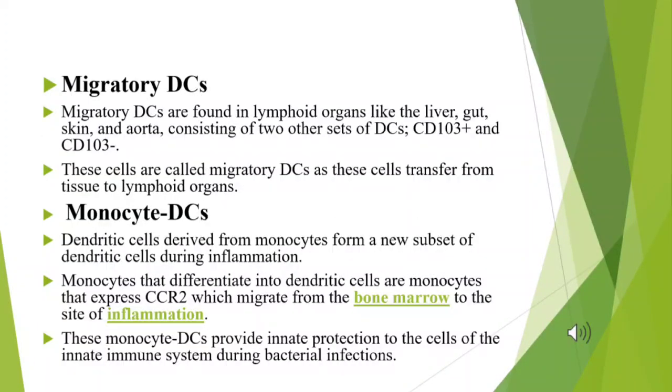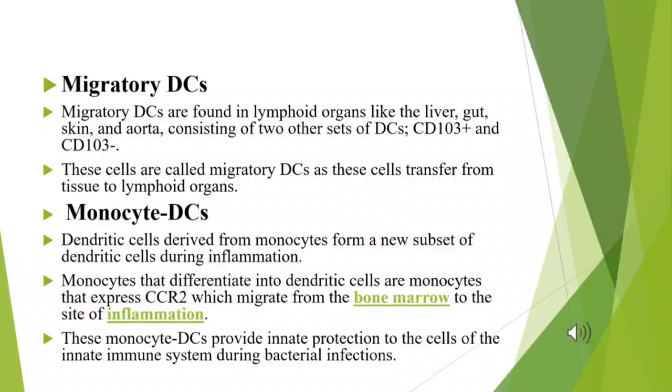And the other type of dendritic cells, that is migratory dendritic cells. Migratory dendritic cells are found in lymphoid organs. They are in the liver, gut, skin and others, consisting of two other sets of dendritic cells, CD103 plus and CD103 minus. These cells are called migratory dendritic cells.